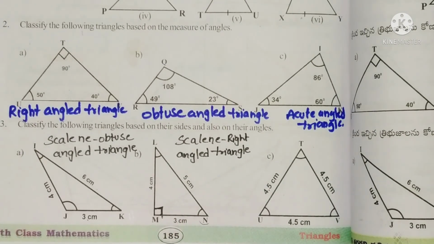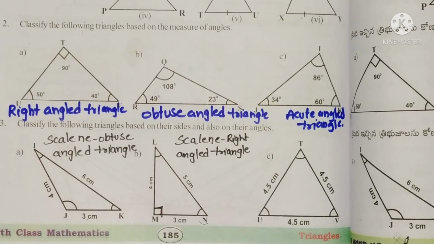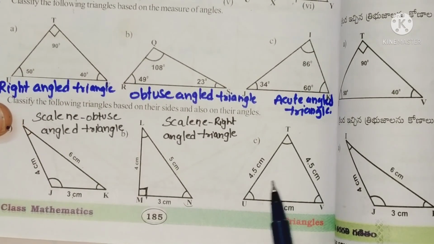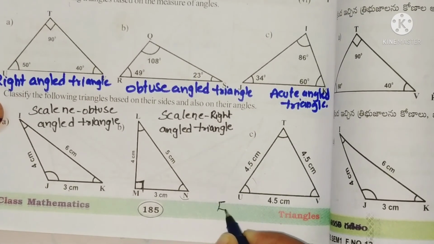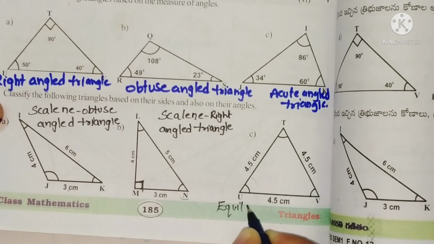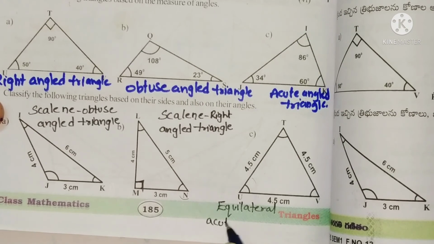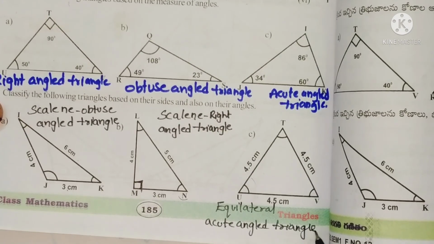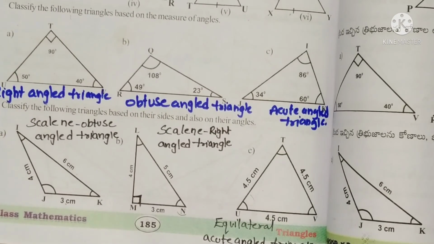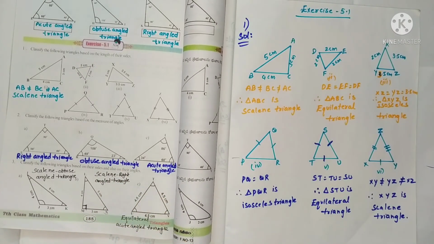Coming to the last one, 4.5, 4.5, 4.5. Equilateral triangle. And all the angles are acute only. So equilateral acute angled triangle. Okay. So this is the exercise 5.1 solutions.